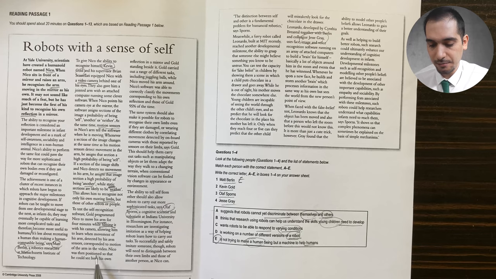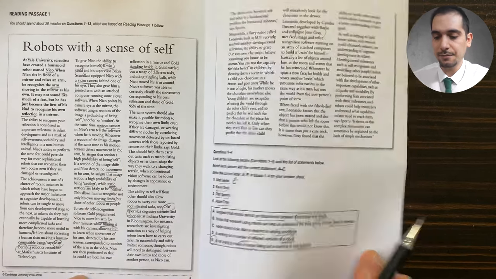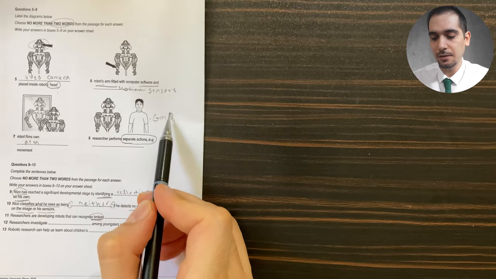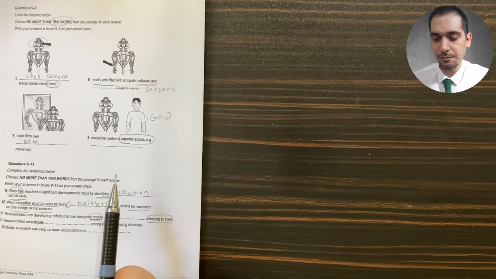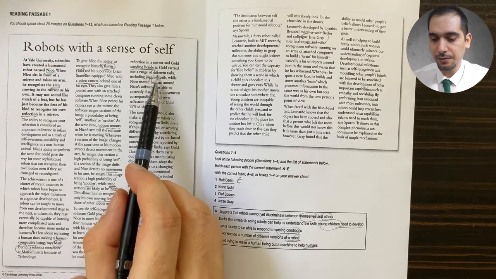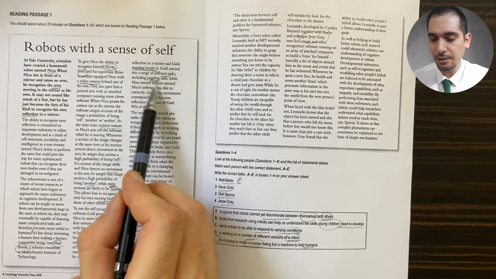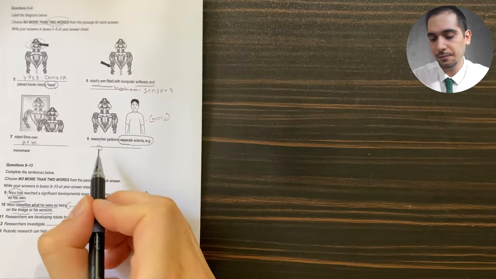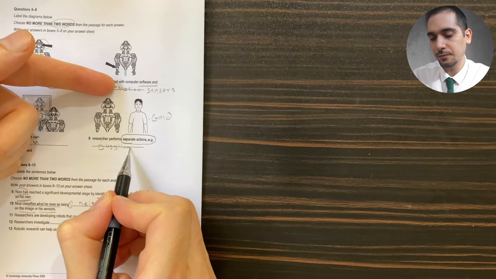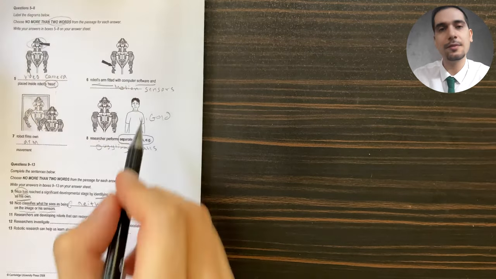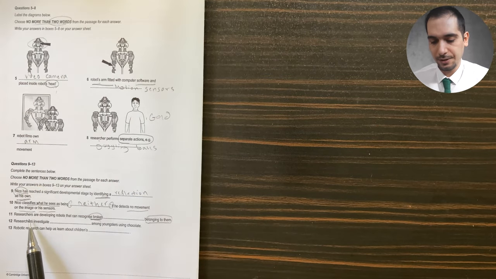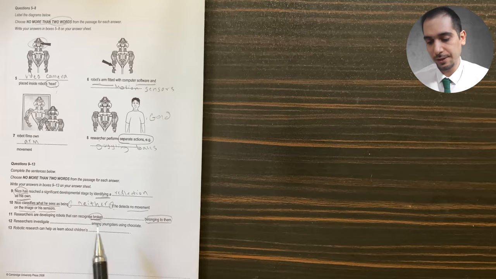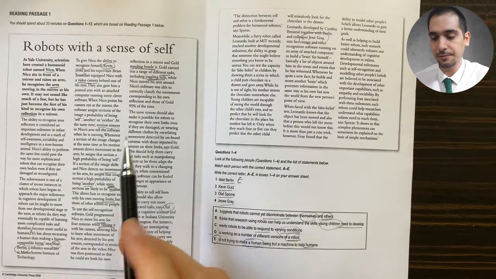Nico was then positioned so that he could see both his own reflection in the mirror and Gold standing beside it. It reminds me of this one. This is Gold, maybe. This is the robot. Researcher performs separate actions. Gold carried out a range of different actions, including juggling balls. That's the answer: juggling balls. Okay, this is finished. Easy as that. Researchers are developing robots that can recognize broken pieces, broken arms, broken whatever.